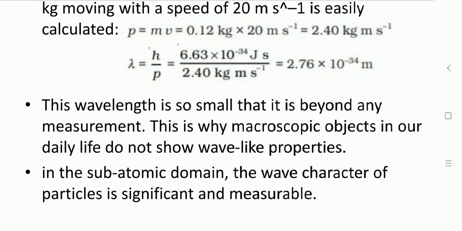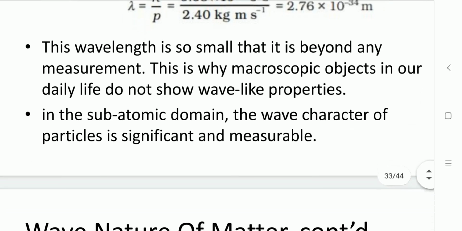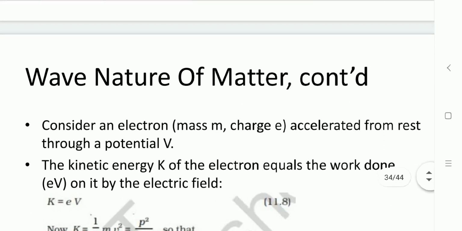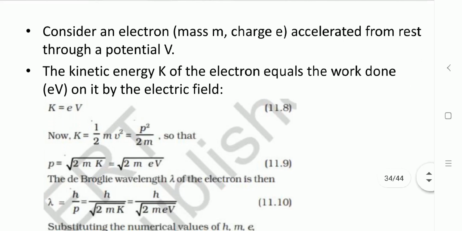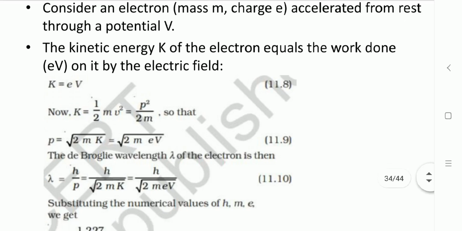For that, let us take an electron as an example, having mass m and charge e, which is accelerated through the potential difference V, having its kinetic energy K based on its work done in electron volt. So here K equal to electron volt, e into V. Here kinetic energy K equals 1/2 mv square.